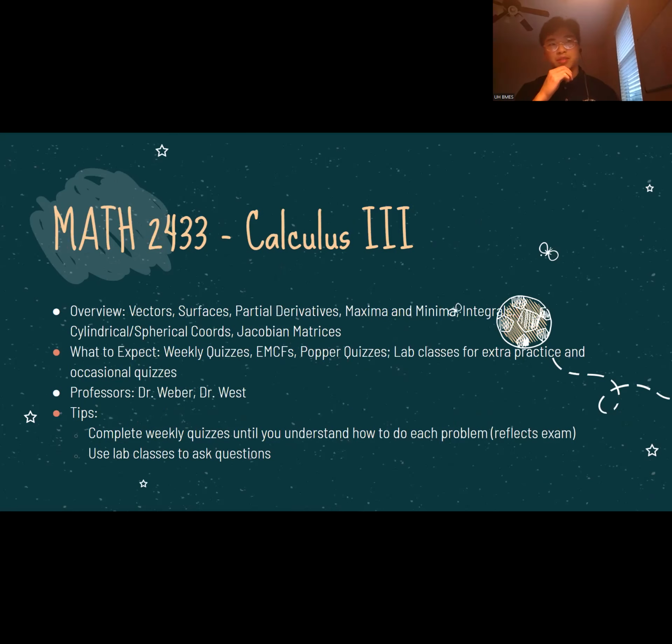Okay, next up, we have Cal 3. It's pretty much like your traditional Cal 1 and Cal 2 class in terms of structure. A couple of topics that we'll go over are vectors, surfaces, partial derivatives, maximum and minimum, integrals, and all of the rest. Same thing, you'll have weekly quizzes, EMCFs, and then pop quizzes during class. It'll also have a lab section for extra practice and then occasional quizzes.